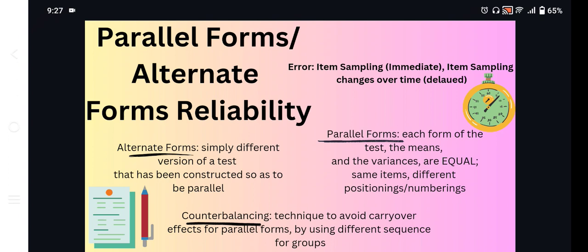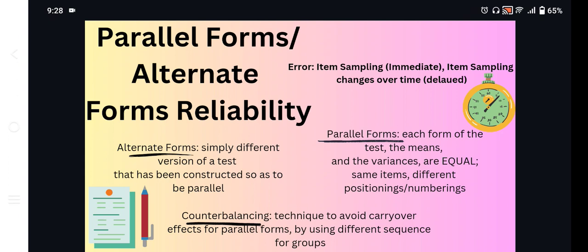Sa ating parallel form, it exists when each form of the test, the means and the variance of the observed test scores are equal. Okay? In theory, the scores obtained on parallel forms correlate equally with the true score. More practically, scores obtained on parallel tests correlate equally with other measures.